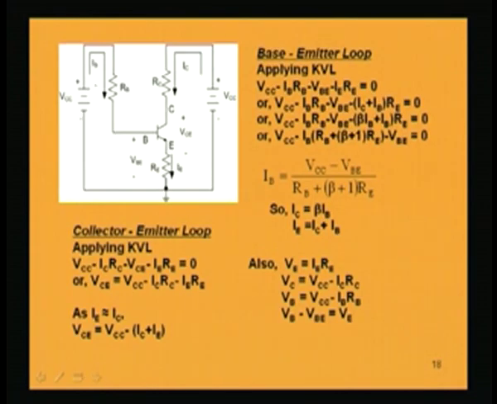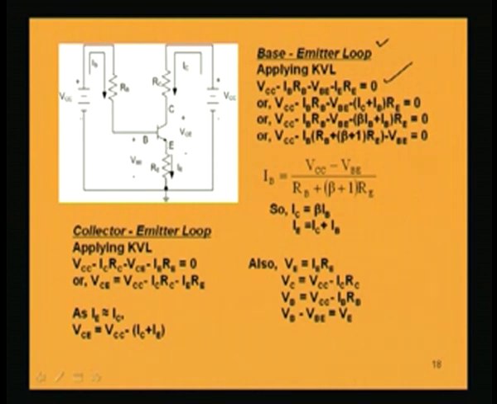If I consider the base emitter loop and apply Kirchhoff's voltage law in the base emitter loop, mind that through this emitter resistance the current flowing is IE, the emitter current. So, what will be this loop equation? VCC minus IB RB minus VBE minus IE RE equal to 0. Do not forget about this base to emitter drop. You cannot neglect or ignore that base to emitter drop, which is a constant 0.7 volt for silicon.